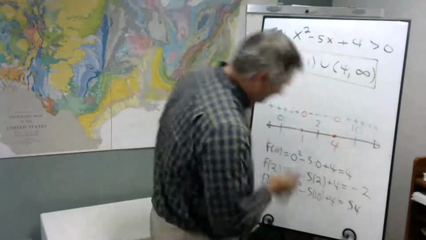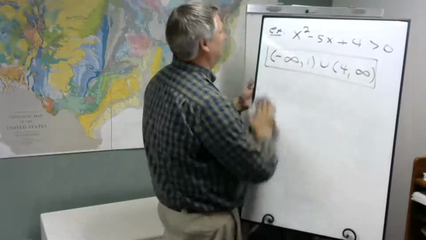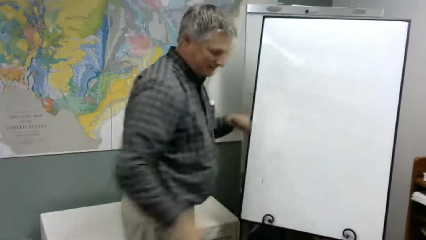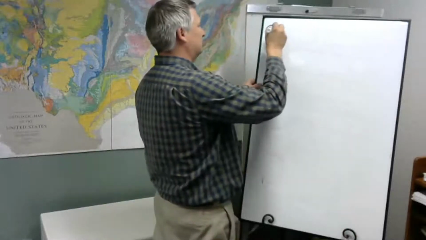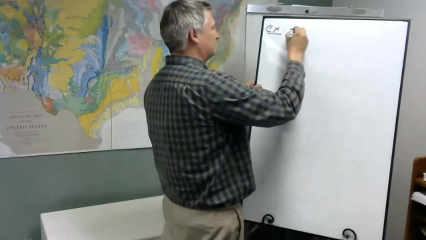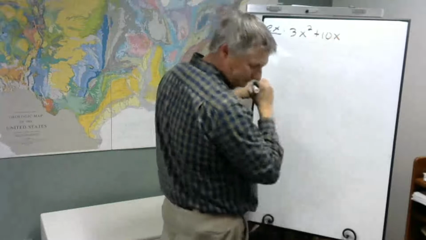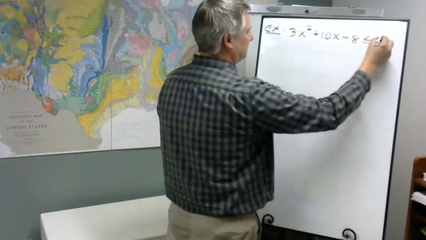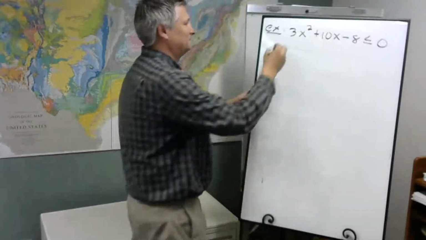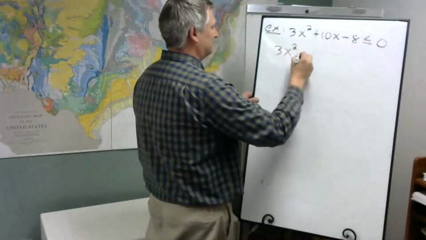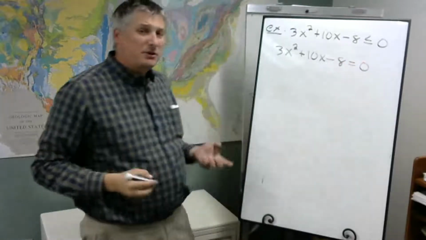Now let's take a look at another one. So once again, we're going to start out by setting it equal to 0. Now, for this, we're going to use the guess and check method.